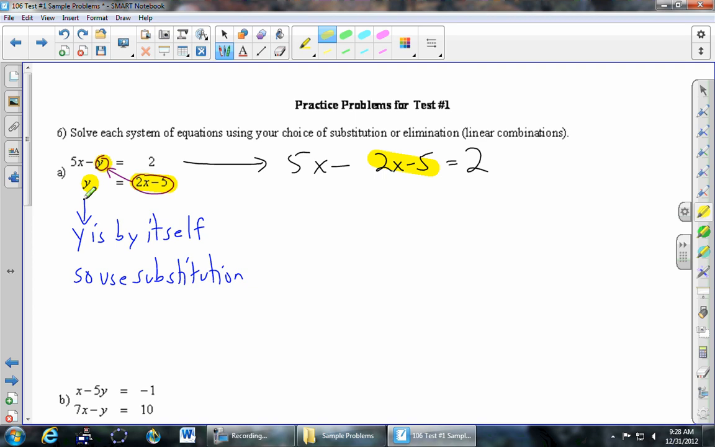But I've made a mistake. The mistake I've made is that the y was supposed to be subtracted. It was supposed to be 5x minus y. And if y is only one term, no problem. But if y is a couple of terms, like the highlighted stuff here, it's a problem. We need parentheses. We are subtracting the entire thing.